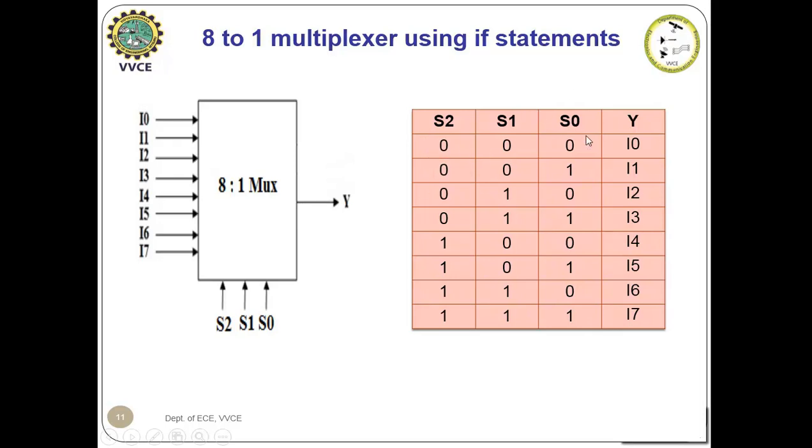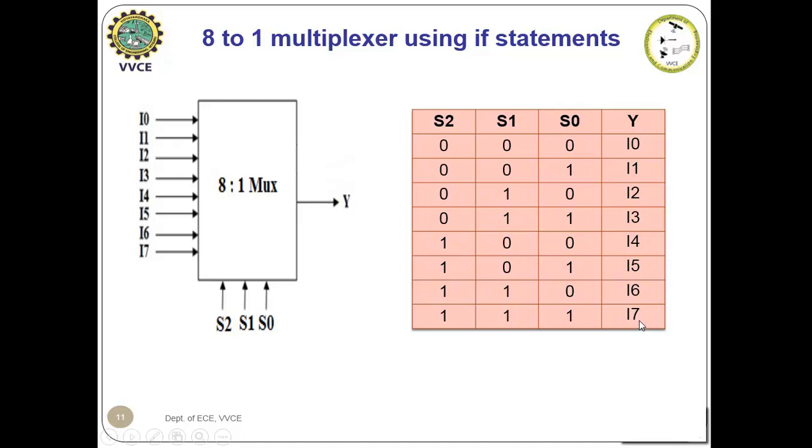When your select lines S0, S1, S2 are 0, 0, 0, then the I0 channel will be selected. When it is 0, 0, 1, I1 will be selected. When it is 0, 1, 0, I2 will be selected. When it is 0, 1, 1, I3 will be selected. When it is 1, 0, 0, I4 will be selected. When it is 1, 0, 1, I5 will be selected. And when it is 1, 1, 0, I6 will be selected. And when it is 1, 1, 1, I7 will be selected.